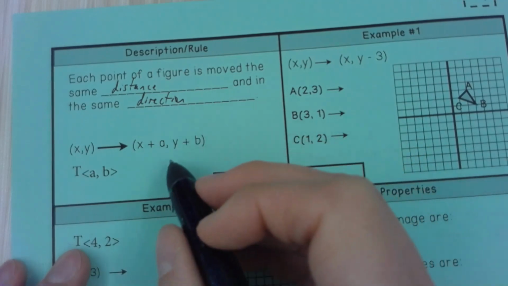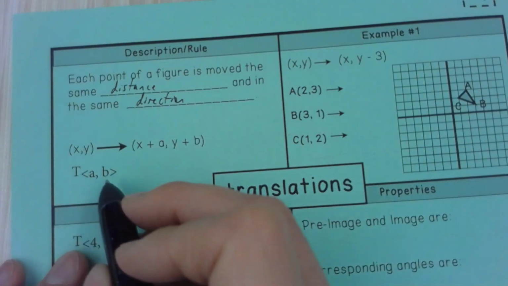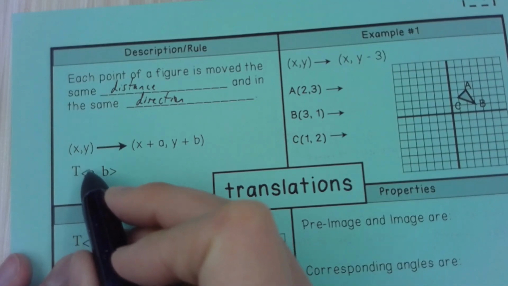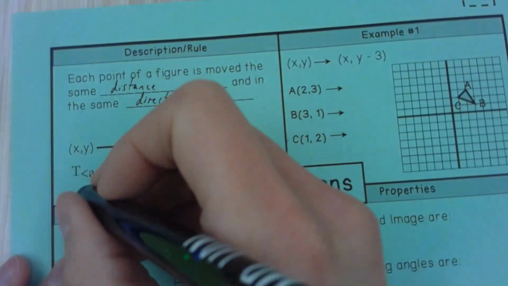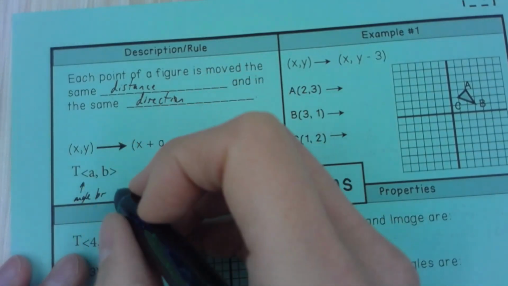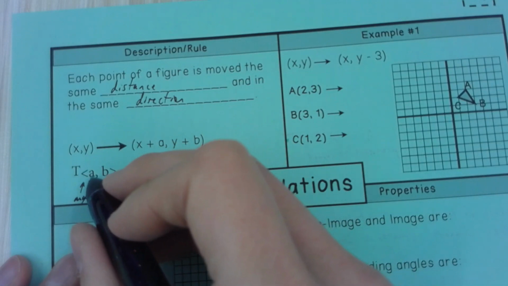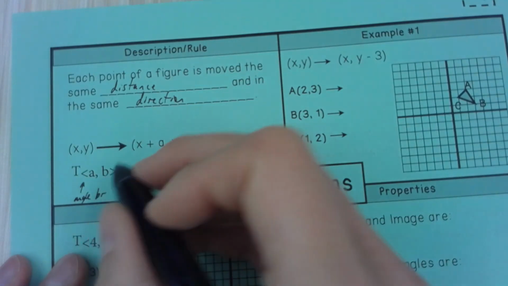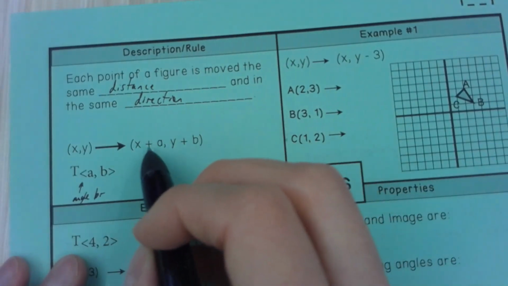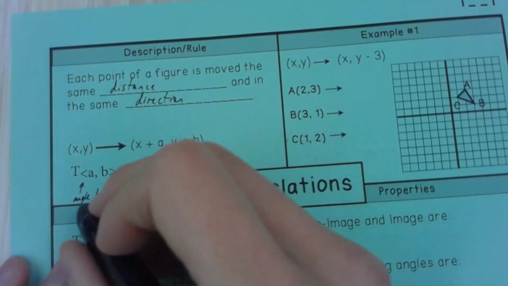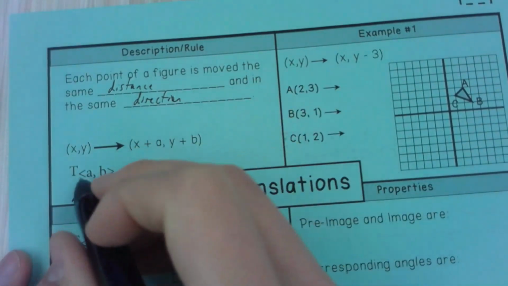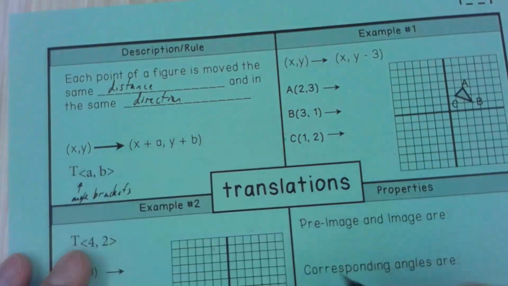An alternate way to describe this is using what's called a vector. The T stands for translation, and then these angle brackets indicate that we're moving that number A to the right and B, that number up. If A or B is negative, that just goes in the opposite direction, kind of like we're subtracting instead of adding here. So these angle brackets signify that this is not a coordinate, this is a movement.